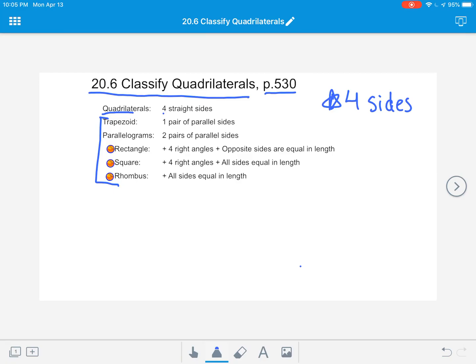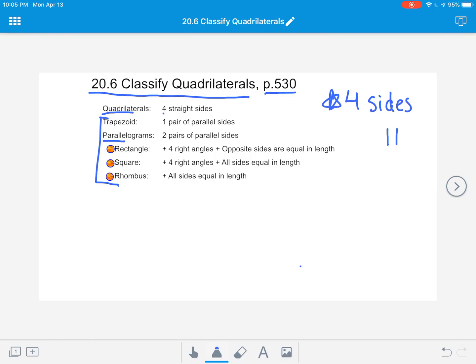Trapezoids have one pair of parallel sides. To remind you, parallel means that the lines are the same distance apart and they never intersect. So a trapezoid has at least one set of sides that are parallel. Parallelograms have two pairs of parallel sides. Parallelograms' root word is parallel, meaning two lines that never intersect and are always the same space apart.